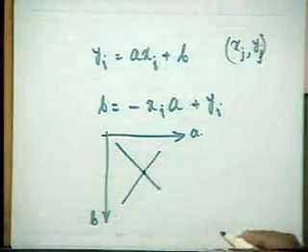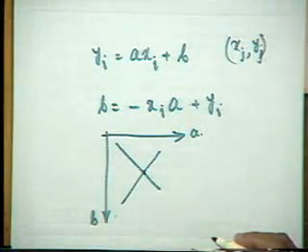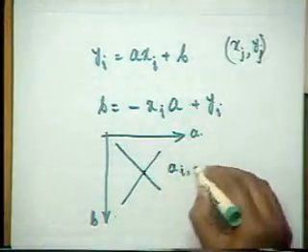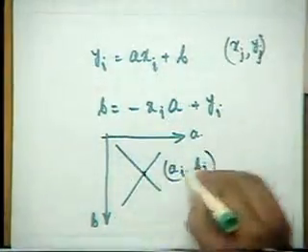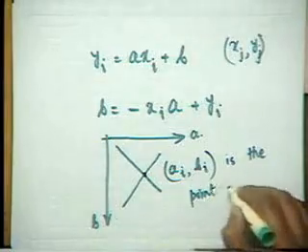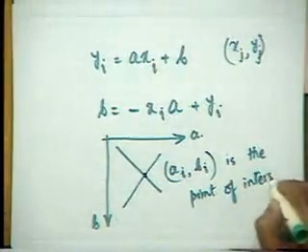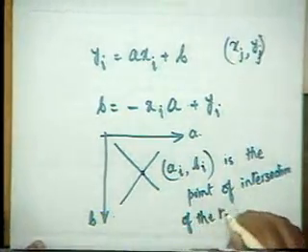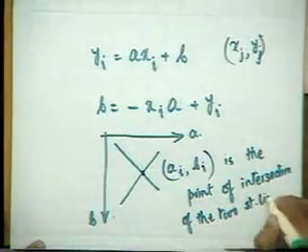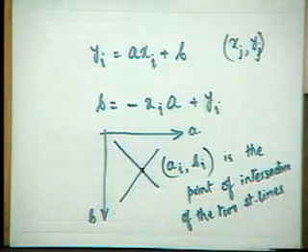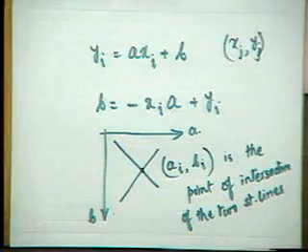In general, the two straight lines are meeting at a particular point. Okay, and let us call that particular point AIBI. Supposing AIBI is the point of intersection of the two straight lines in the AB plane. Now, what does that indicate?